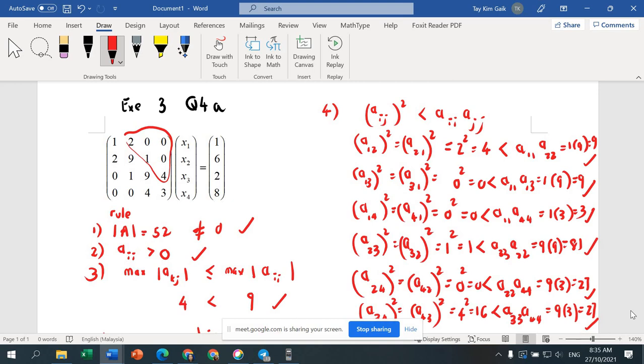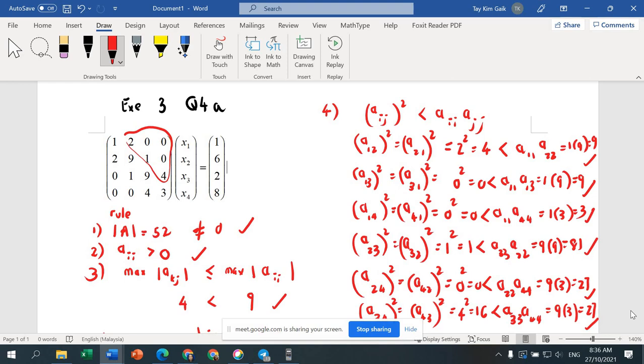And then later on, when you want to eliminate all the entries below A22 to become 0, make sure the magnitude of A22 is a maximum. Later on, when you want to eliminate the entries below A33 to become 0, make sure the magnitude of A33 is maximum. That is Gauss elimination with pivoting.